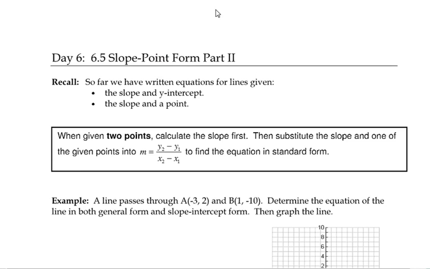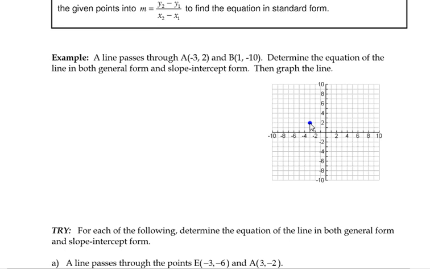Okay, so our line goes through x equals -3 and y equals 2, and x equals 1 and y equals -10. And there's our line, something like that.